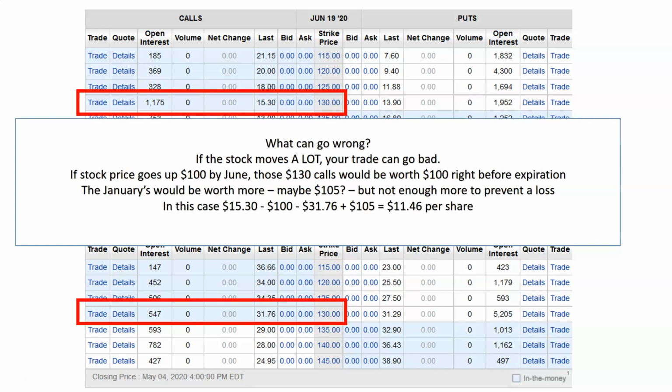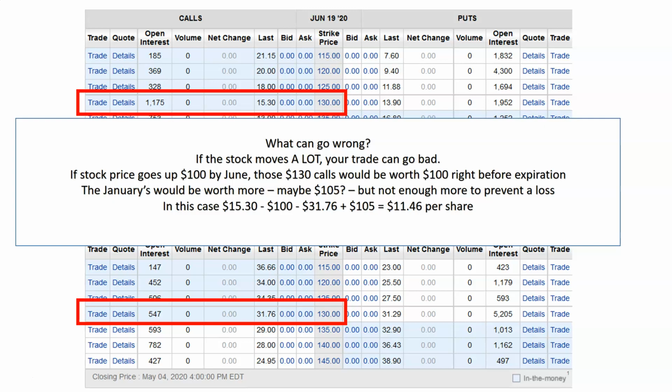Well, the answer is, with a calendar spread, what you're really looking for is a stock that's going to stay in a narrow trading range, or where you believe it's going to stay in a narrow trading range. If that stock moves a lot, your trade can go bad. So if the stock price goes up $100 by June, those $130 calls are going to be worth about $100 right before expiration, because we're selling a stock that's approximately at the money. It's trading right around $130. So if it goes up to $230, at expiration, it's going to be worth about $100.